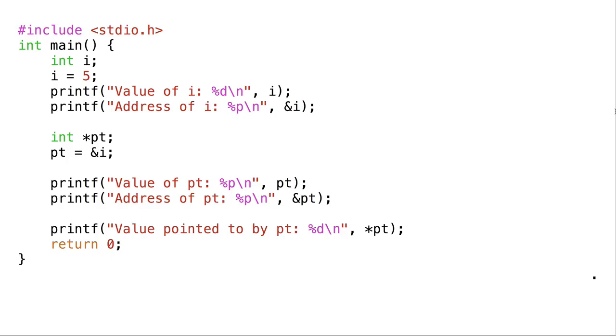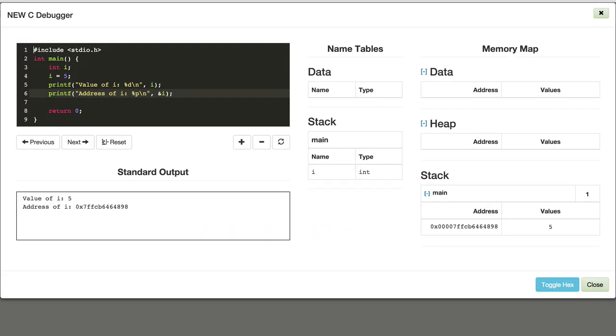Let's look at this program in the memory visualizer. I've already stepped through the program to the point where line 6 has been executed, and we are almost ready to return. If I hover over I in the name table, you can see its address and value in the stack segment of the memory map. Notice that the printf statements printed exactly these numbers, so we see them in the output box.